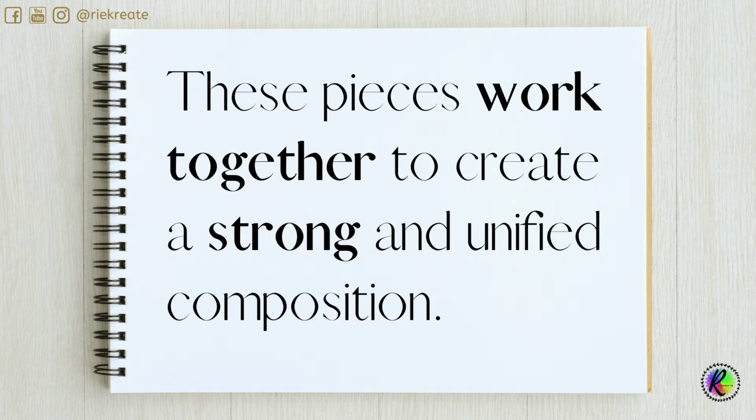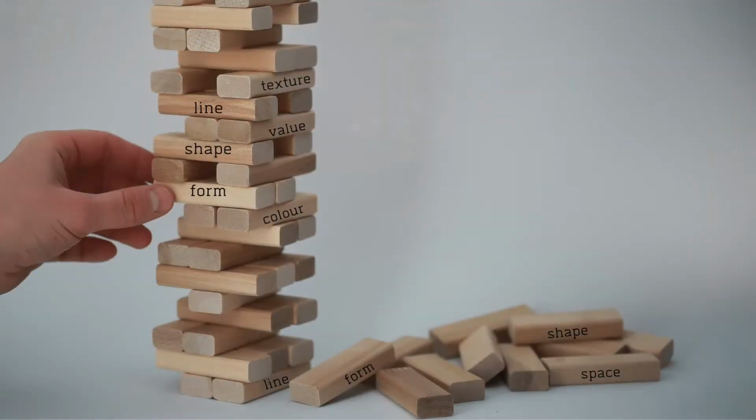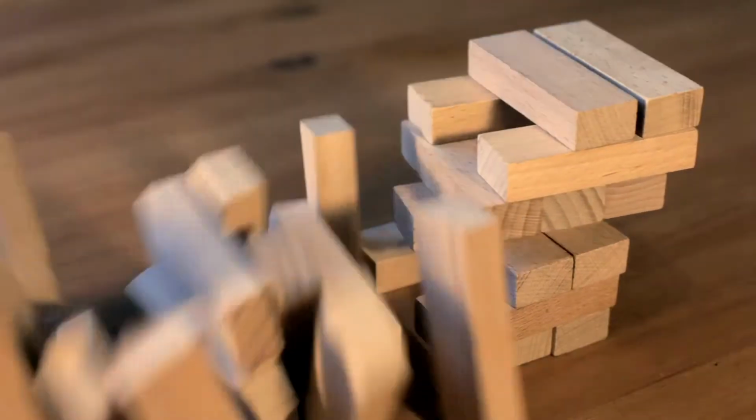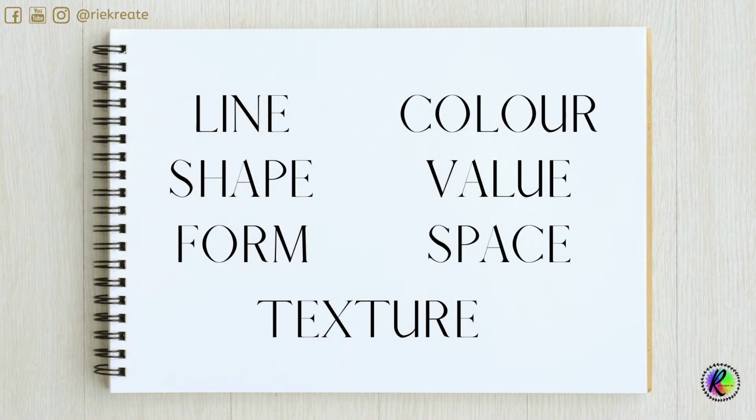These pieces work together to create a strong and unified composition. If elements are overlooked, your composition will most likely be weak, boring, and unattractive. It's time to learn more about space.